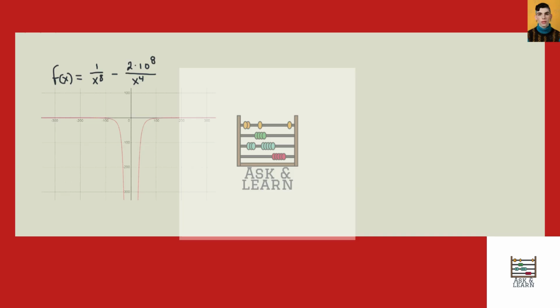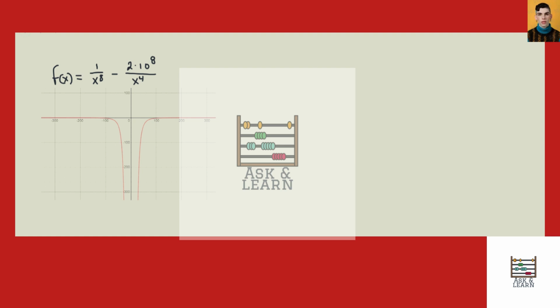We want to produce graphs of f(x) = 1/x^8 - 2 times 10^8 / x^4 that reveal all the important aspects of the curve, and we want to then use f's graph to estimate the intervals where the function increases, decreases, and intervals of concavity. And lastly, we'll use calculus to find these intervals exactly.